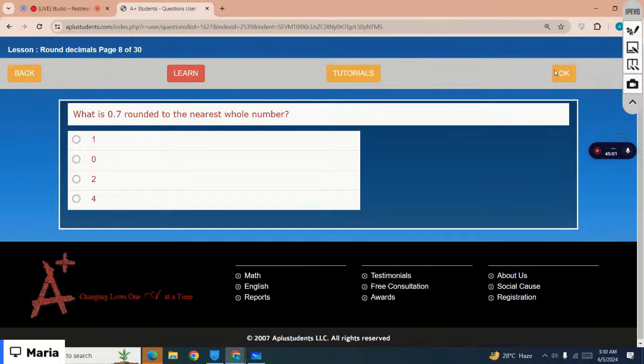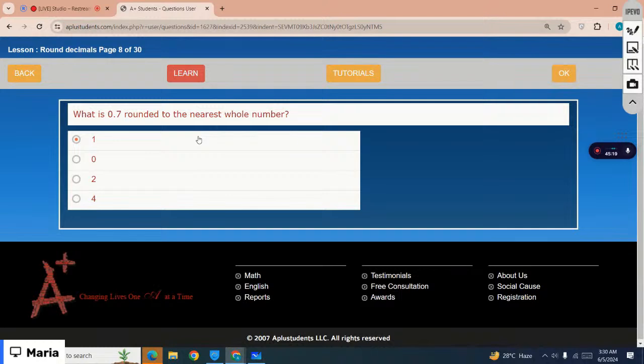Yes, 1 it is. The correct option is 1. Why 0? It's 0.7, right? 7 is greater than 5, so you need to round up. It would be rounded off to 1. The correct option is 1.